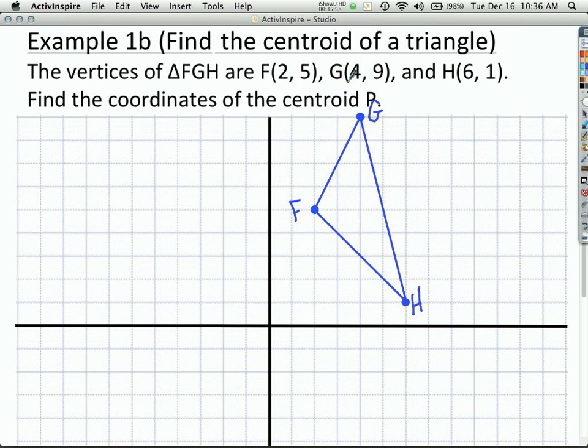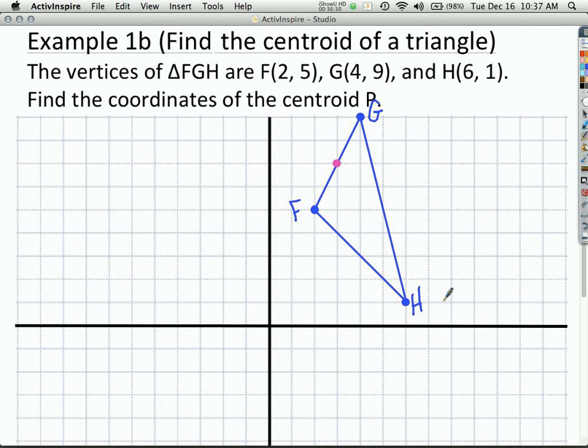So Matthew, again, I apologize for putting you on the spot, but you gotta know the basic stuff so that we can work through this more complicated stuff. So watch what I do. I'm going to find the midpoint of FG. 2 plus 4 is 6, divided by 2 is 3. 5 plus 9 is 14, divided by 2 is 7. So the midpoint is going to be at 3, 7. 1, 2, 3, 1, 2, 3, 4, 5, 6, 7. There's the midpoint right there.